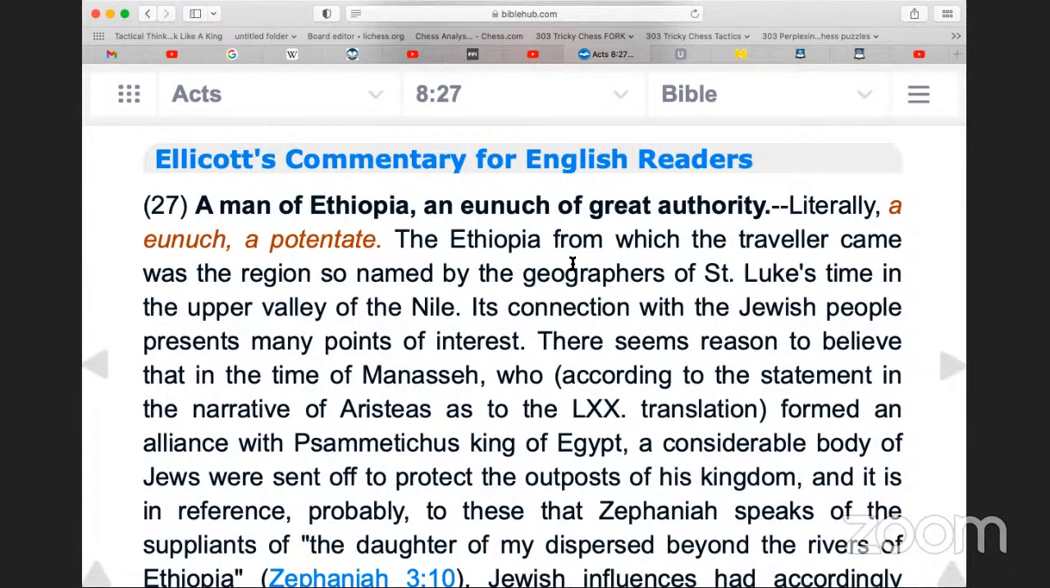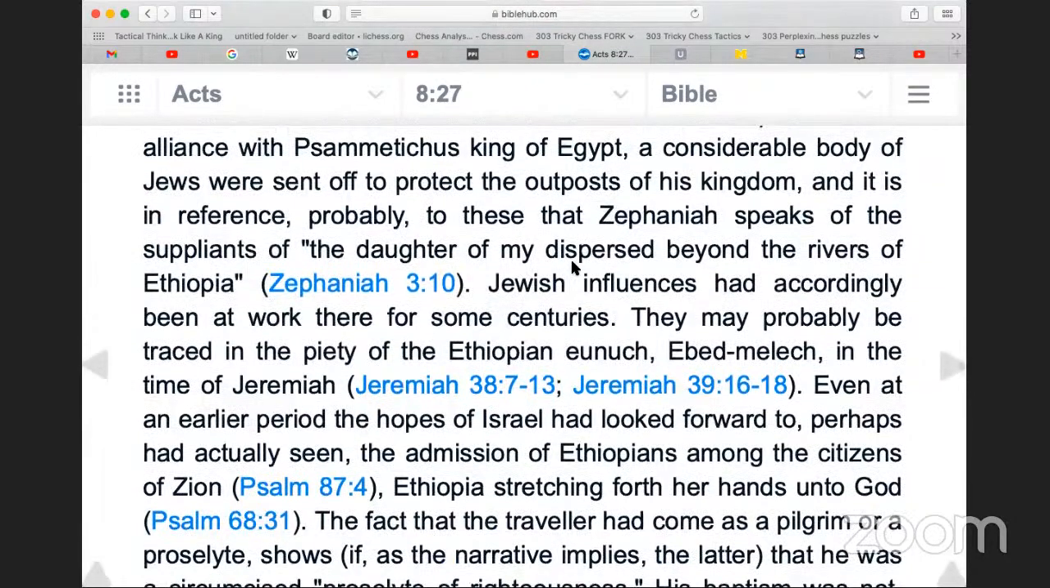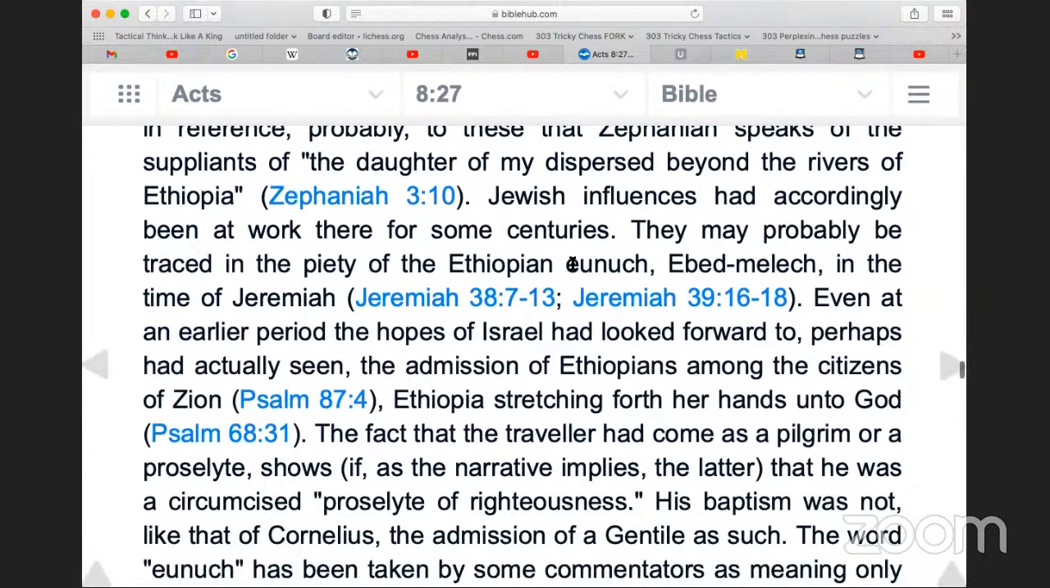There seems reason to believe that in the time of the Messiah, who according to the statement in the narrative of Aristides as to the LX, that's the Septuagint translation, form an alliance with Psamtik, the king of Egypt, a considerable body of Jews were sent off to protect the outposts of his kingdom, and this in reference probably to these that Zephaniah speaks of the suppliance of the daughter of my dispersed beyond the rivers of Ethiopia. Jewish influences had accordingly been at work there for some centuries.